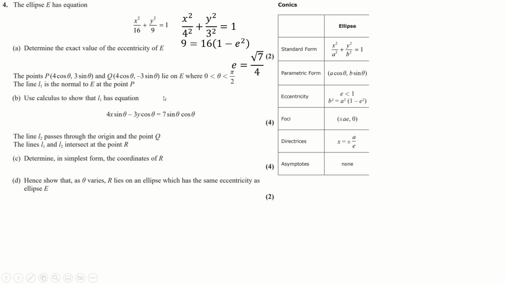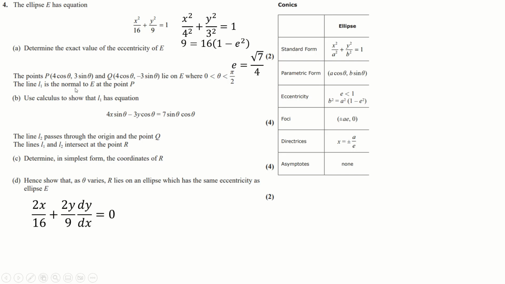I actually forgot at the time I was doing it, but we'll just keep it. The points P and Q are this. L is normal. Okay, so what we need to do here is first differentiate our ellipse, because of course this is about gradients, right? To work out a normal.